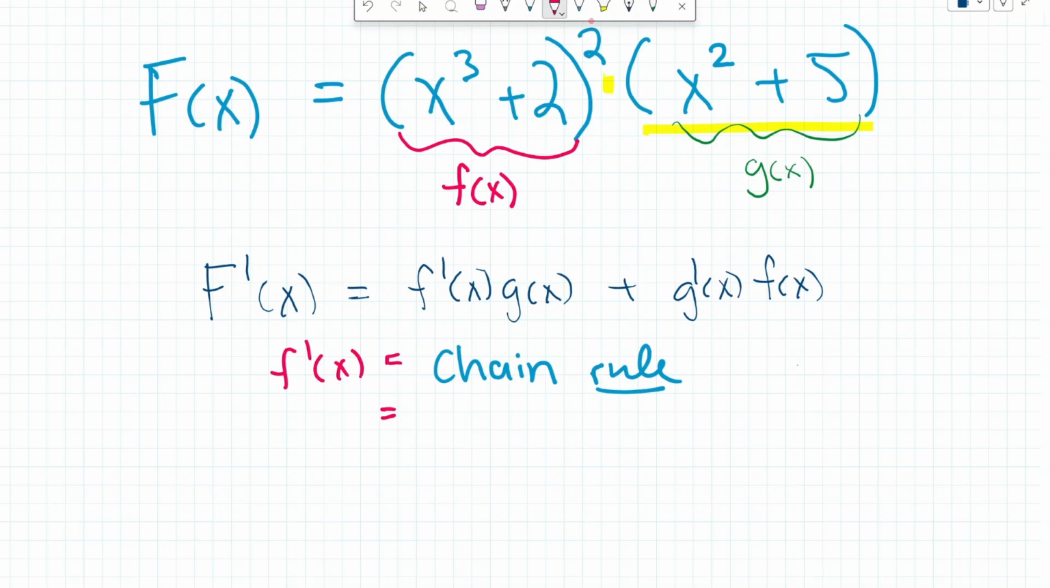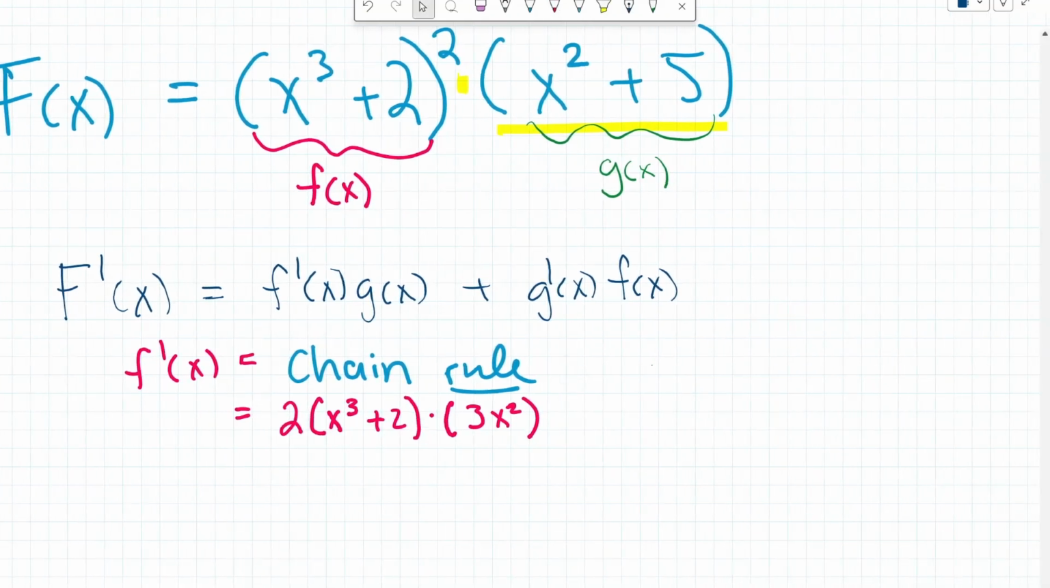So first we see we have the outside function, which is that quadratic, that function to the power of 2. So we're going to bring that 2 onto the outside. Remember, we keep what's on the inside the same. So we have x cubed plus 2, and then we multiply this by the derivative of our inside function. So that gives us 3x squared. And there, that was easy. We just applied chain rule within our product rule.